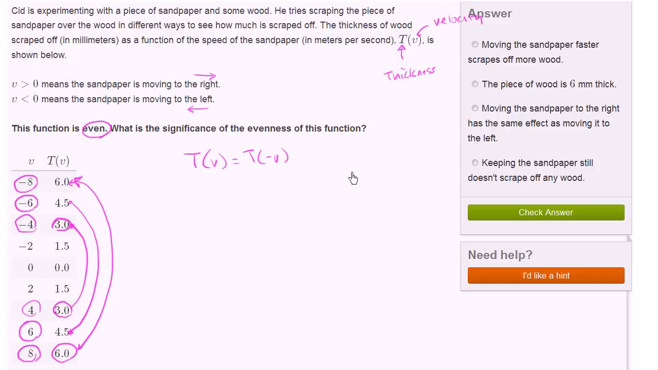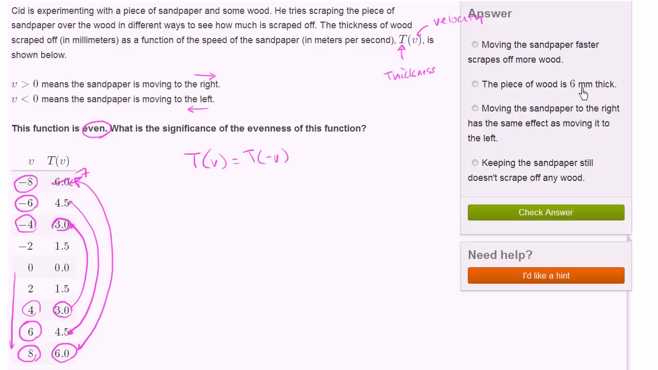Now let's see which of these choices are consistent with what I just said. Moving the sandpaper faster scrapes off more wood. Well, that's true. We see as the magnitude of the speed increases, we scrape off more wood. You might say -8 is lower than -2, but the magnitude is larger. We're going 8 meters per second to the left, and we're scraping off more. So this is a true statement, but it's not the significance of the evenness of the function. This could have been true even if this was a 7, but then this function would no longer be even.